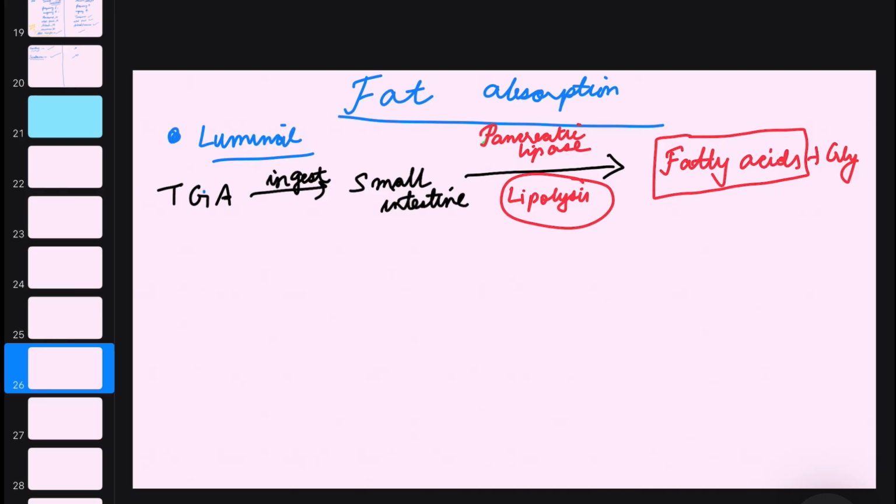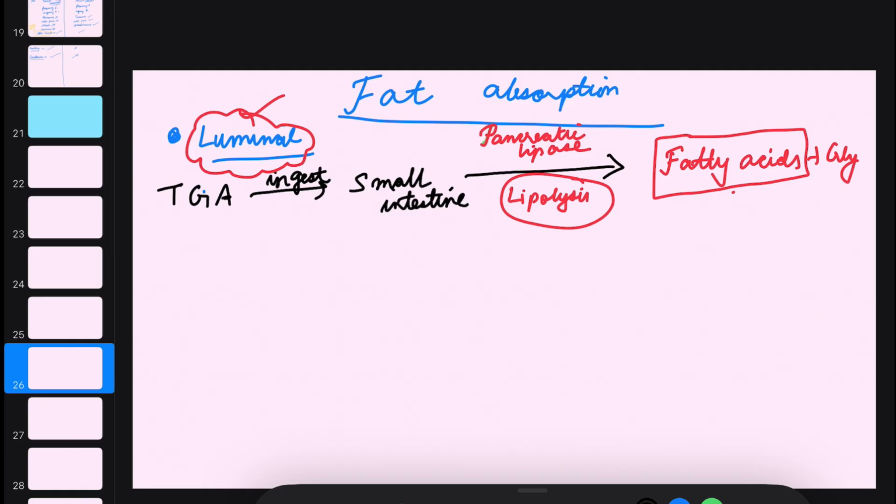Now, where exactly do I have the fatty acids right now? I have this in the lumen. That is why this is the luminal part of the absorption. Fatty acids are present in the lumen of the duodenum, lumen of the small intestine, lumen of the jejunum, wherever it is. Now what will happen is, these fatty acids, let me go back to the black color, they will need to be absorbed into the enterocytes.